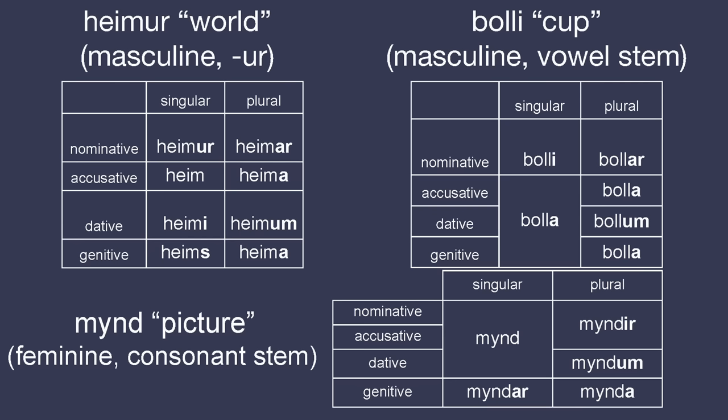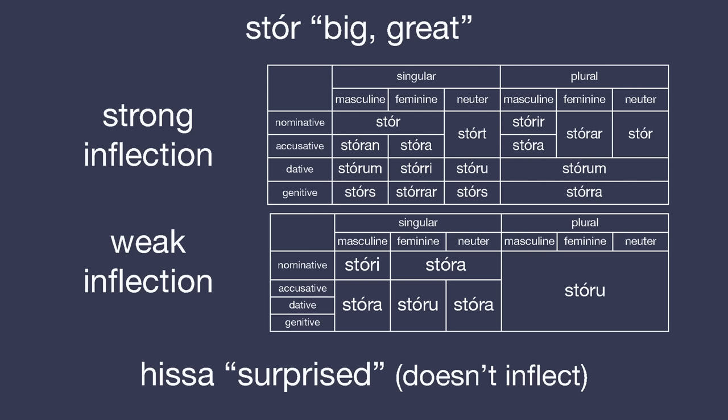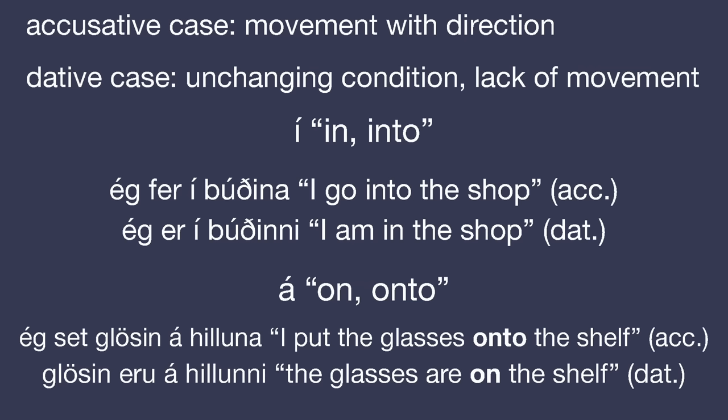Nouns have different declensions depending on the gender and the consonants and/or vowels at the end of the base form. Adjectives have differing strong and weak declensions, and some adjectives don't decline at all. Prepositions can change meaning based on the case of the noun, with the accusative case implying movement with direction, and dative having the meaning of an unchanging condition or lack of movement.